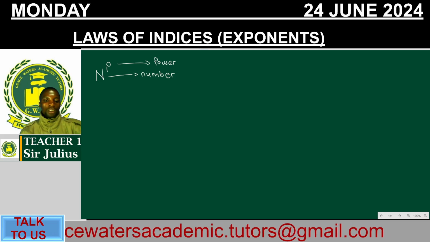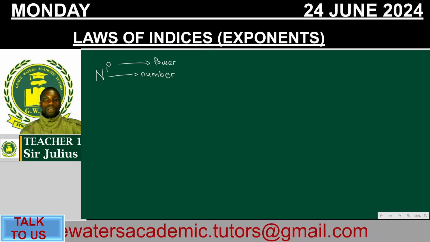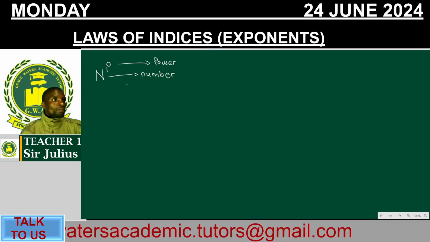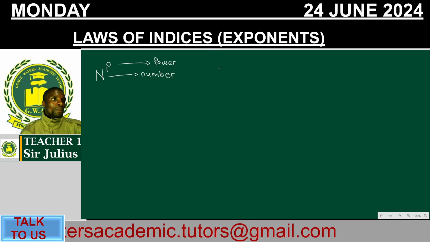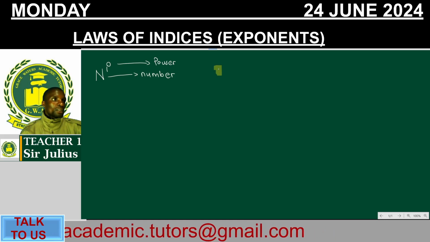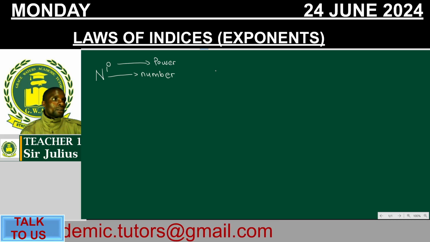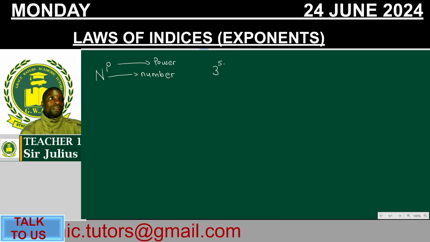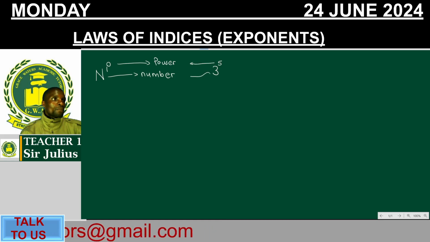So what I want to do here at the moment is show you by an example. For example, we have 3 to the power of 5. This is an exponent because it is made up of a power and a number.